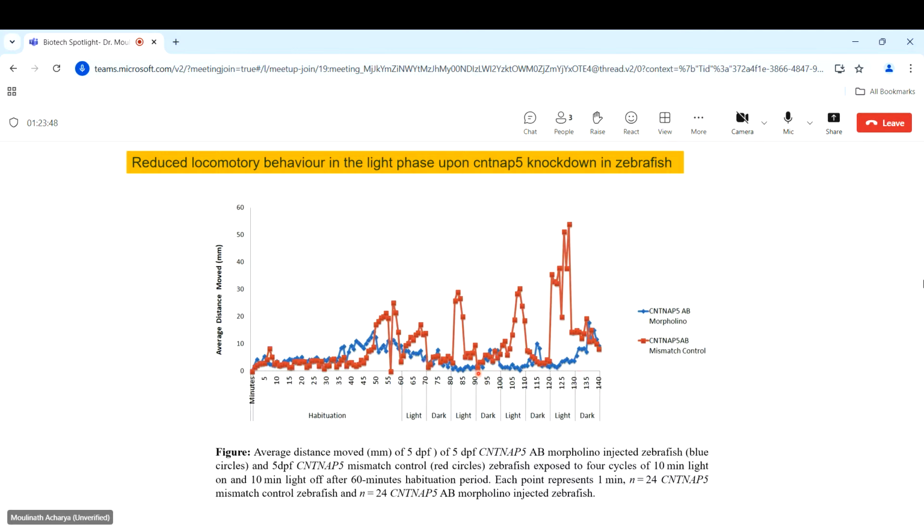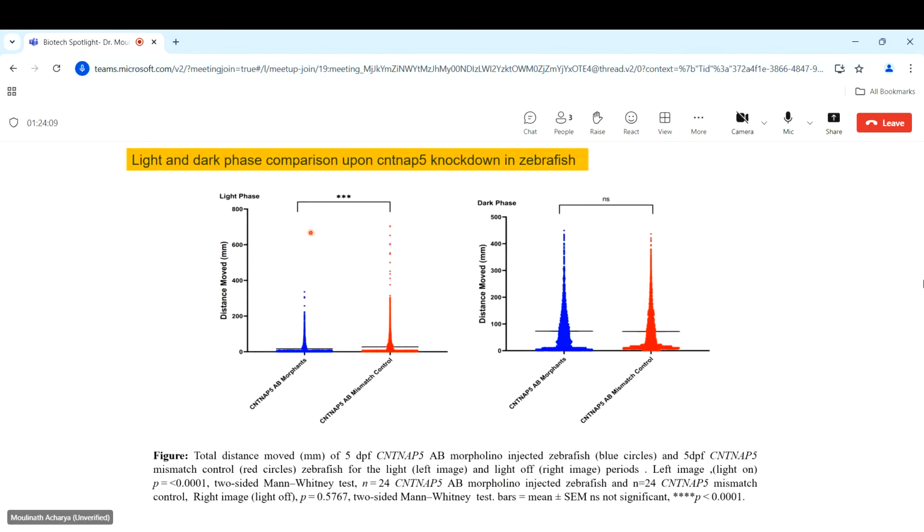In there, you can look closely at each of these light cycles. As we move forward, in the light cycles you can see more locomotory behavior for the mismatch control, whereas the morphant remains the same. This is depicted in this picture, where in the light phase there is a huge difference between the morphants and the mismatch control, whereas in the dark phase there is no significance. They are behaving completely normal.